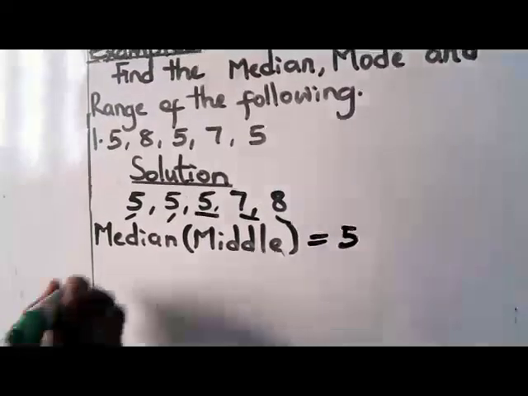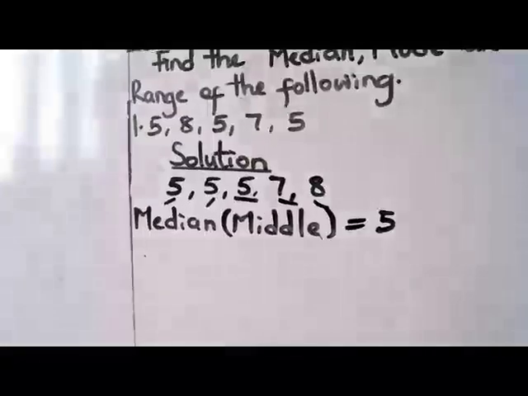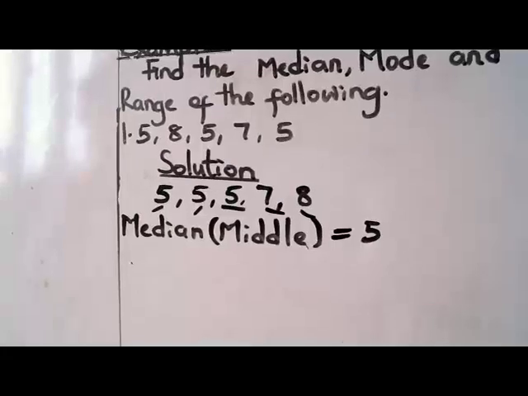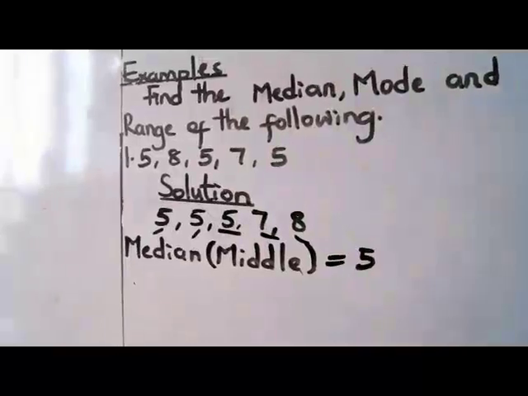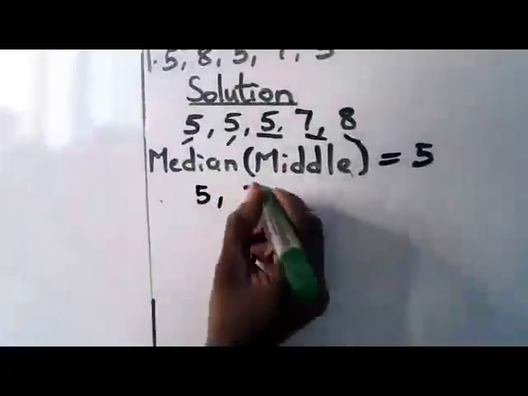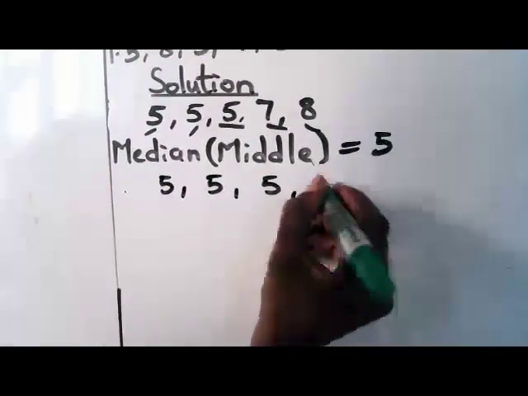Now let's look for the mode. Remember, we must first of all arrange in ascending order. Let's just transfer what we have here. Let's go, everybody. 5, 5, 5, 7, and 8.